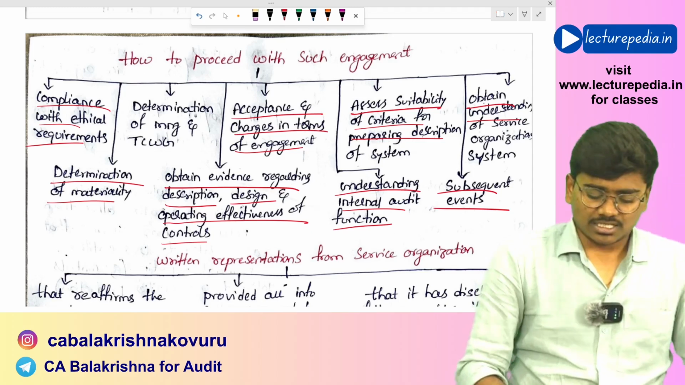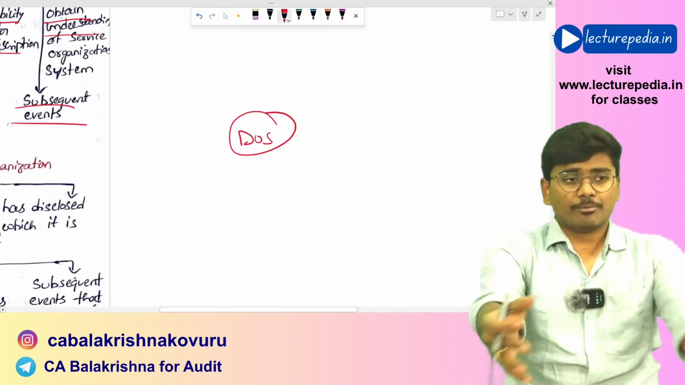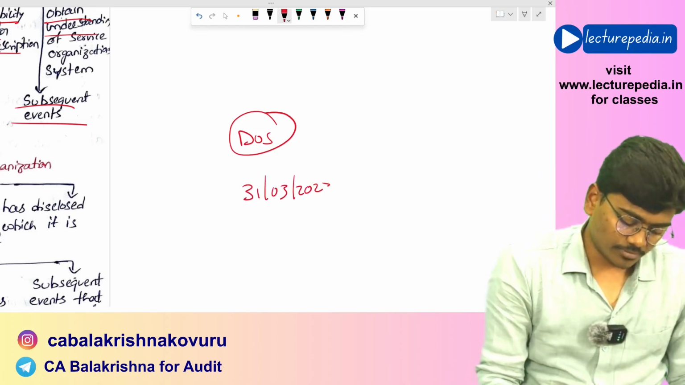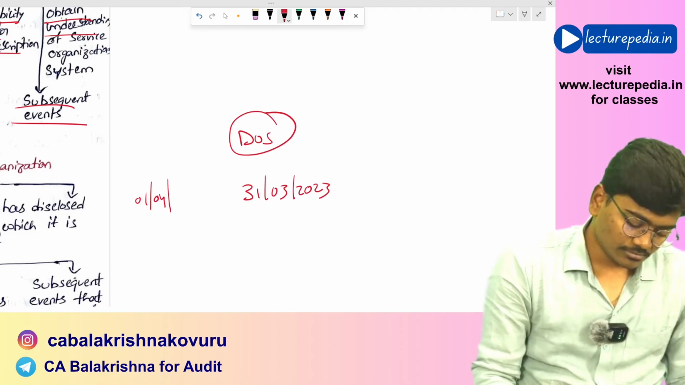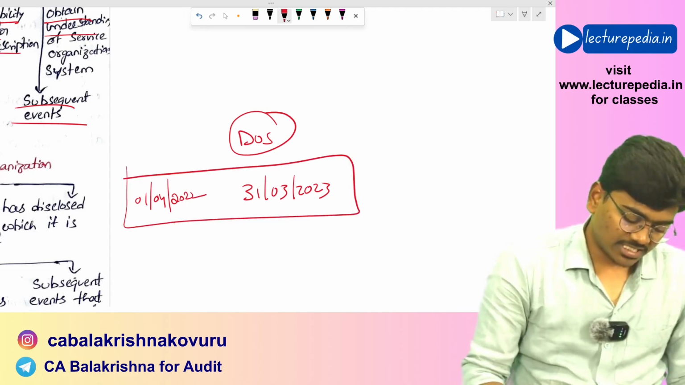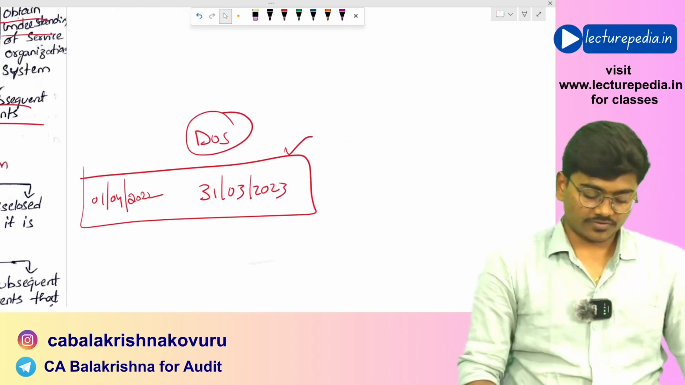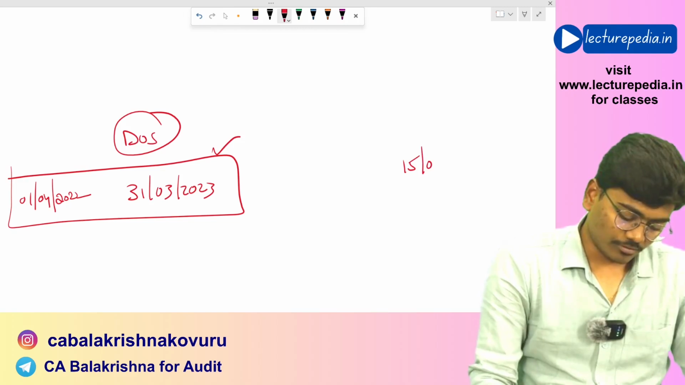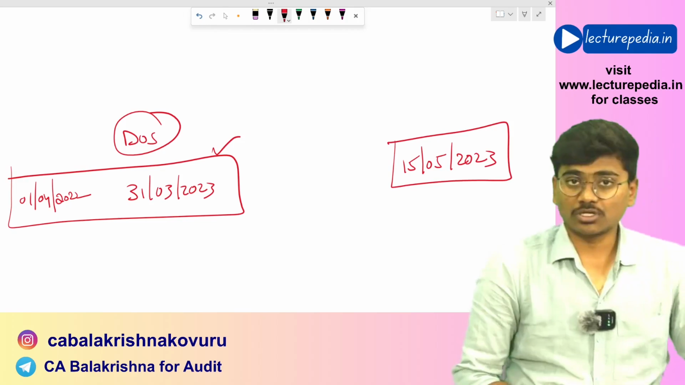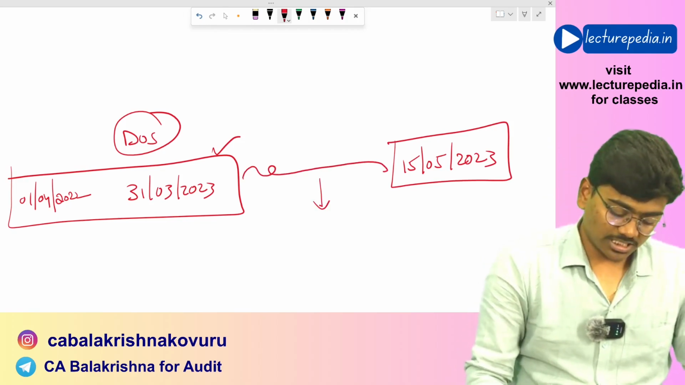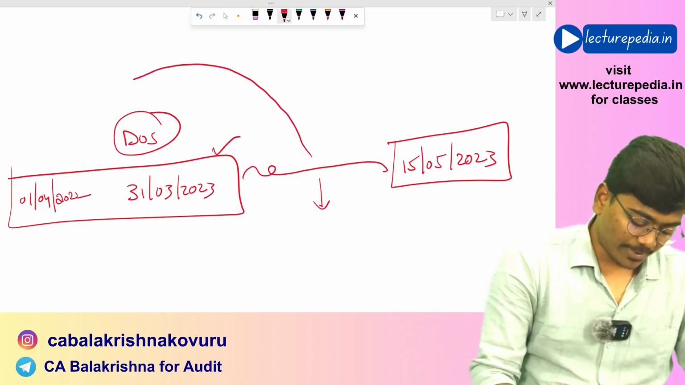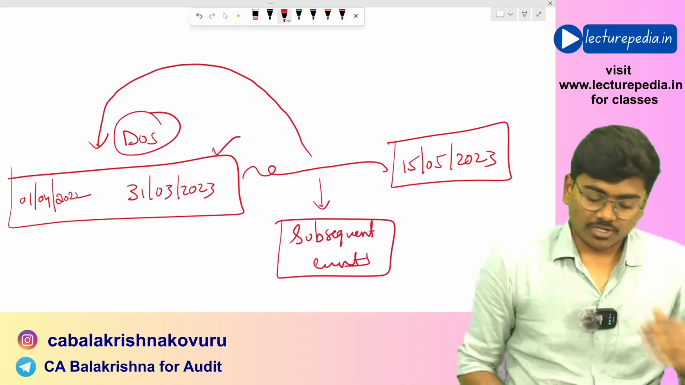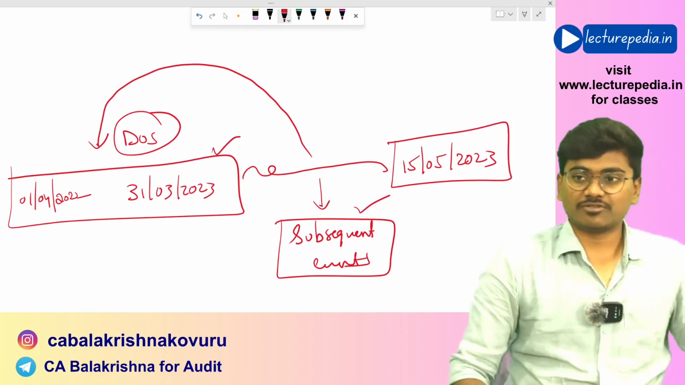And subsequent events. Generally this description of system will be prepared for a particular period as on a date. Let's say, for example, description of the system has been prepared as on 31st March 2023, for the period from 1st April 2022. Now on this description of system, the service auditor will give his assurance report, let's say on 15th of May 2023. The events that have taken place during this period which will have impact on the description of the system will be known as subsequent events. So while performing this assurance engagement on internal controls, you should also consider these subsequent events.